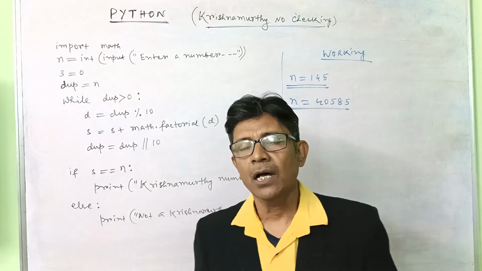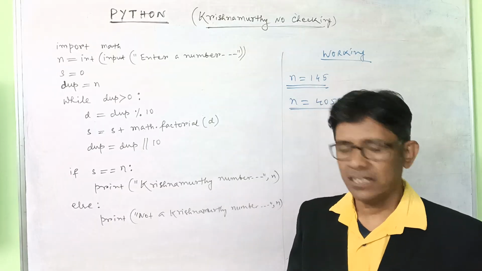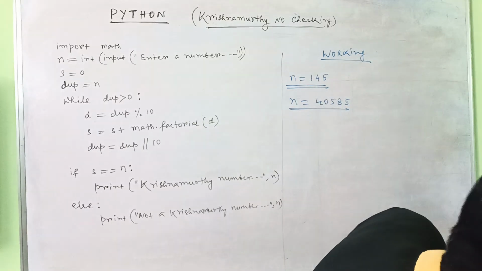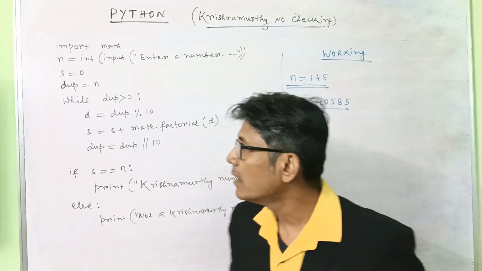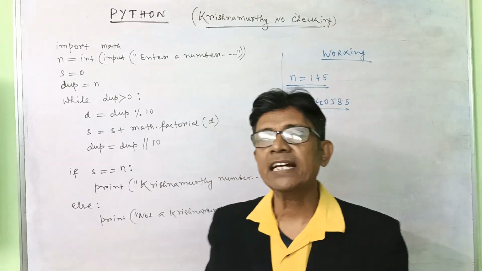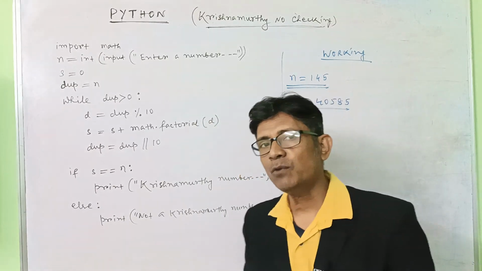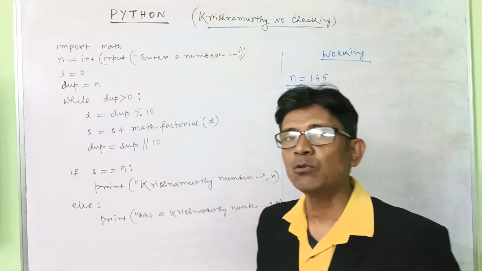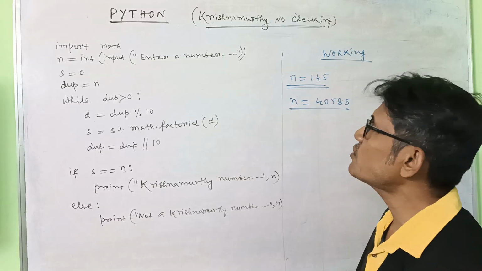If you want, I will show you the nested loop also later on, but before that, in the normal way, using the inbuilt function, that is factorial, we can solve this problem very easily. Using the nested loop also you should know how to process this one, how to calculate the factorial.